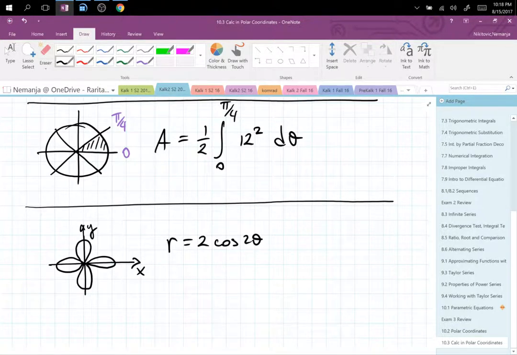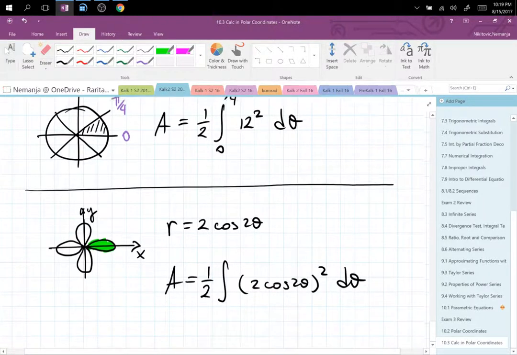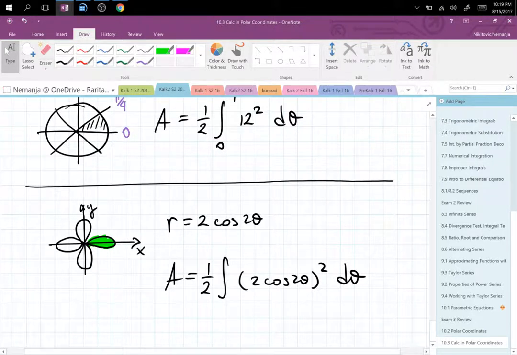So let's say I want the, now this is very tricky, guys. I want the area of one petal. What do you think your limits of integration are? Yes. Correct. Negative pi over 4 to pi over 4.